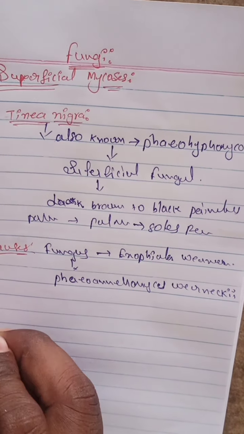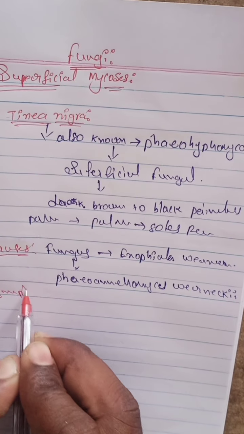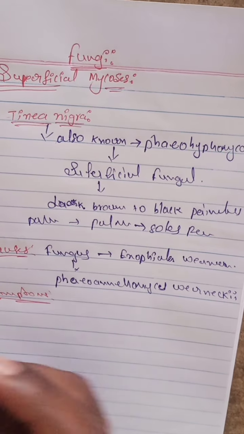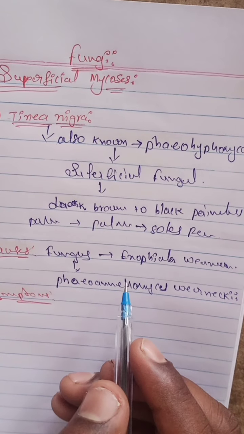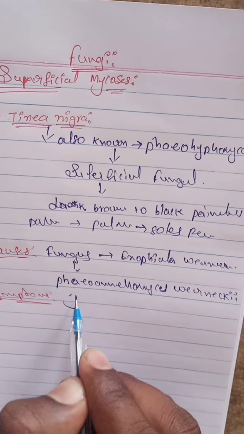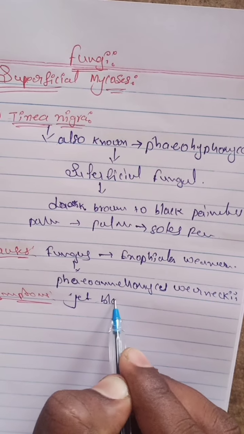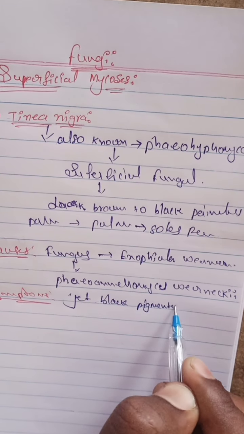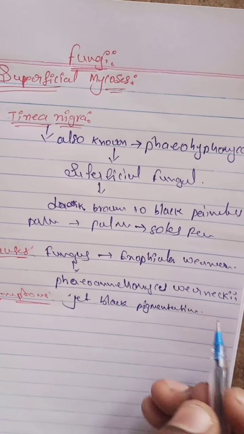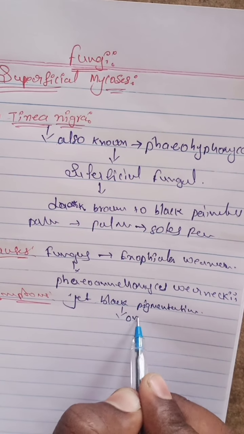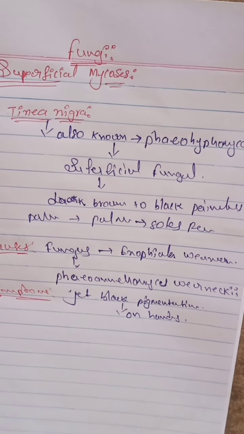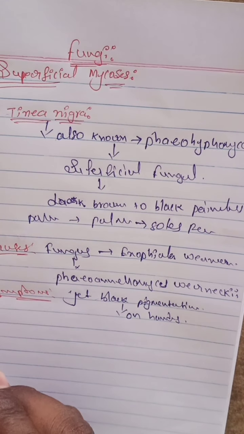And then, what are the symptoms? It is characterized by jet black pigmentation, usually seen on the hands. So these are the identified symptoms.